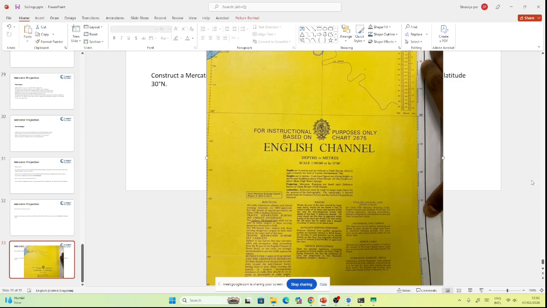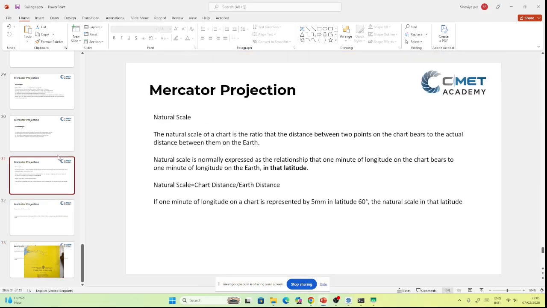Yes, sir. All right, now it's almost 10 o'clock, but I wanted to complete Mercator chart construction. What do we do? Do you want me to continue or do you want me to stop?